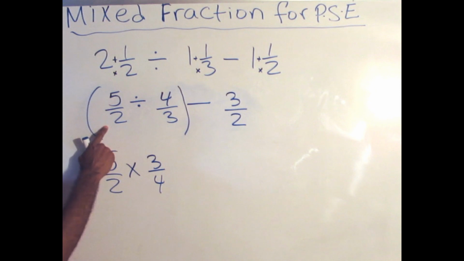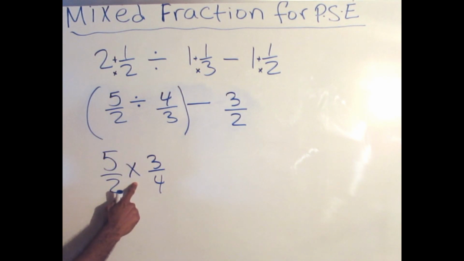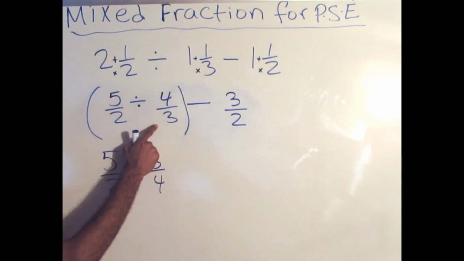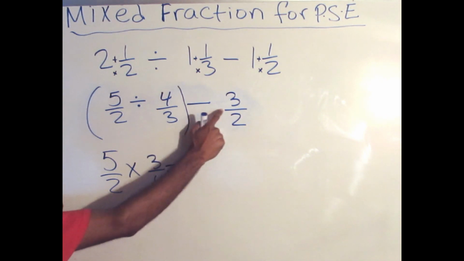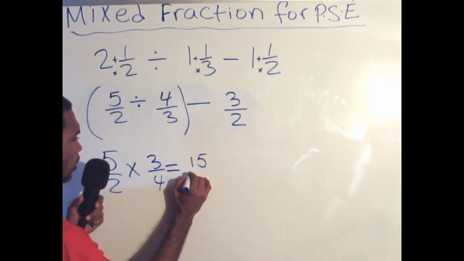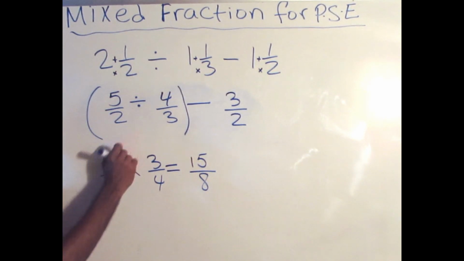And again, when it comes to dividing fraction, we simply bring down our 5 over 2, we change our sign to multiplication, and we do the reciprocal. Instead of 4 over 3, we're going to switch it around, and it will be 3 over 4. So after we do that, all we need to do now is just to multiply across, and we get our answer, so we could subtract it from 3 over 2. So 5 times 3 is 15 over 2 times 4, which is equal to 8. So we get 15 over 8 from the division part.